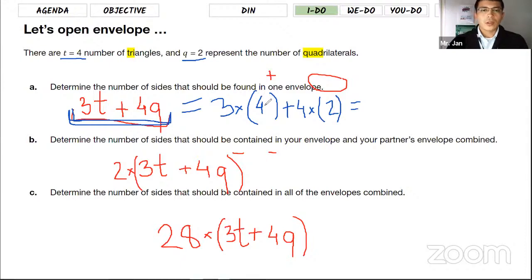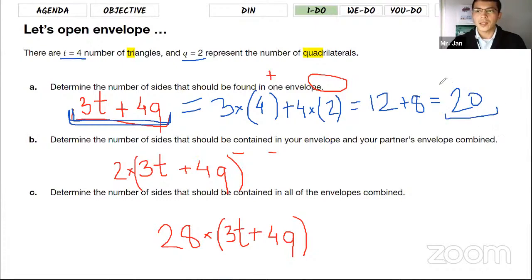Here we go. The first thing is 3 times 4 is 12, plus 4 times 2 is 8, and 12 plus 8 is 20. So in each envelope, there are 20 sides when you combine triangles and quadrilaterals. And for the second one, it's the same values, T and Q.